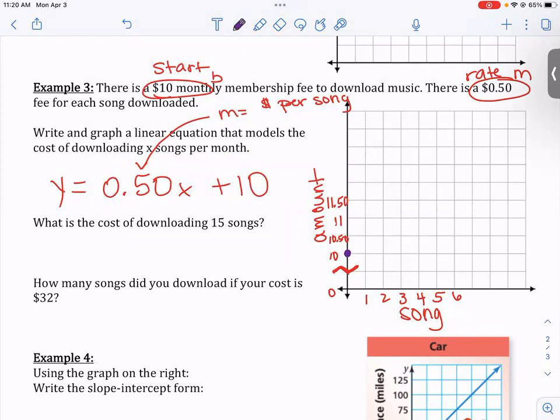Okay. So now if my slope is 50 cents, okay, let's just imagine this is like over 1. I'm gonna rise 50 cents and run 1. So that is why I labeled it right here. So I'm gonna rise 50 cents and run 1 song.